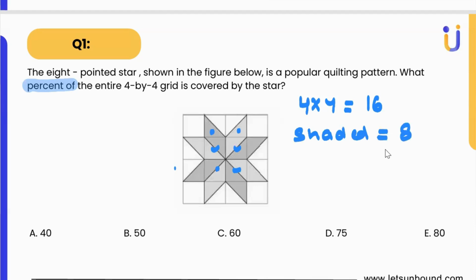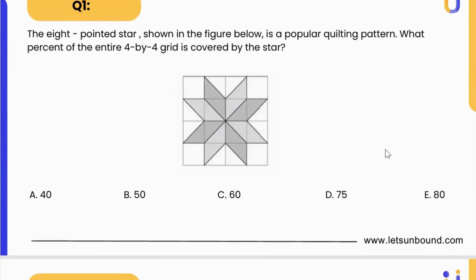Since I have to find the percentage of the entire grid that is covered by the quilting pattern, the percentage can be done as 8 over 16, which is the shaded divided by the total, multiplied by 100. This is 1 half multiplied by 100, which will give me 50% as my answer. So my answer for the first part is 50%.